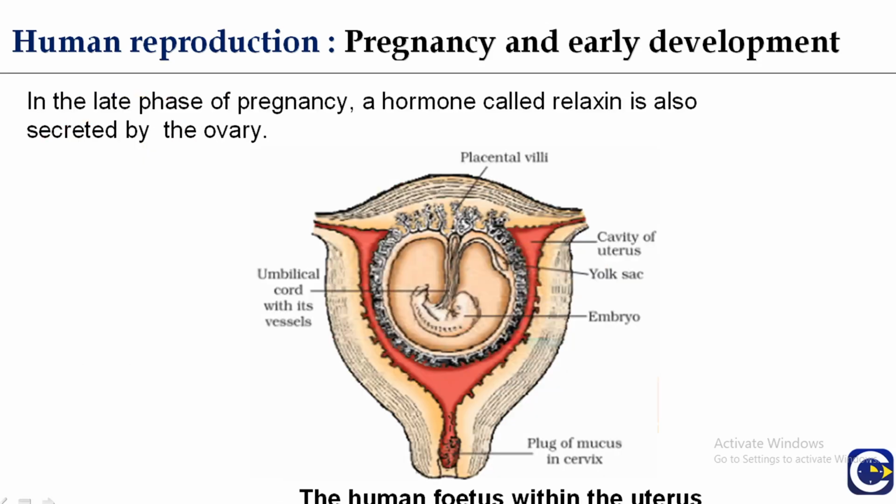In the late phase of pregnancy, which is a 9-month process in the human female, a hormone called relaxin is secreted by the ovary.